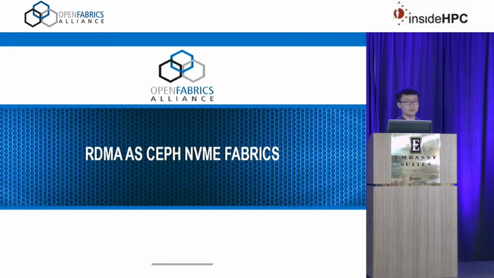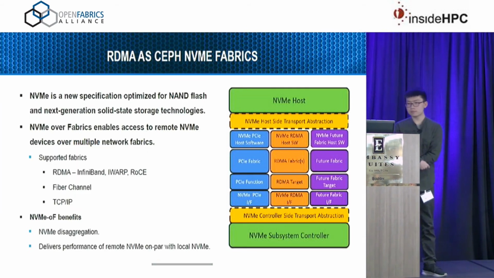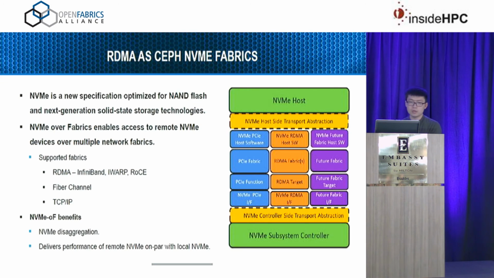So the next part is the RDMA and Ceph over fabric. NVMe is a new specification optimized for NAND flash and next generation solid-state storage technology. NVMe supports different kinds of fabric: RDMA, FC, or TCP/IP. I suppose everyone here knows the NVMe-oF fabric, so I don't want to introduce the details.